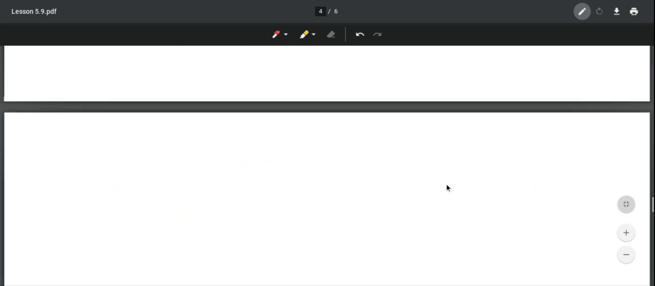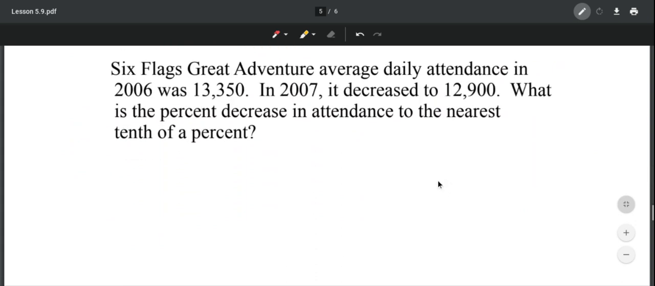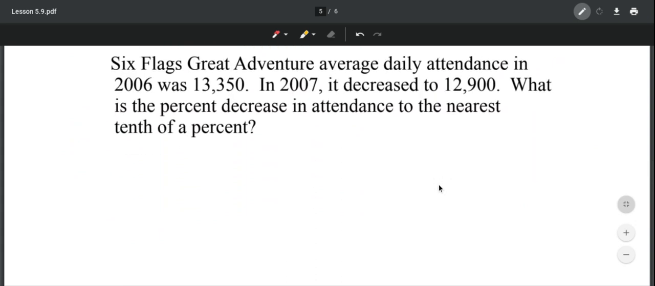Let's take a look at another example. Six Flags Great Adventure's average daily attendance in 2006 was 13,350. In 2007, it decreased to 12,900. What is the percent decrease in attendance to the nearest tenth of a percent?